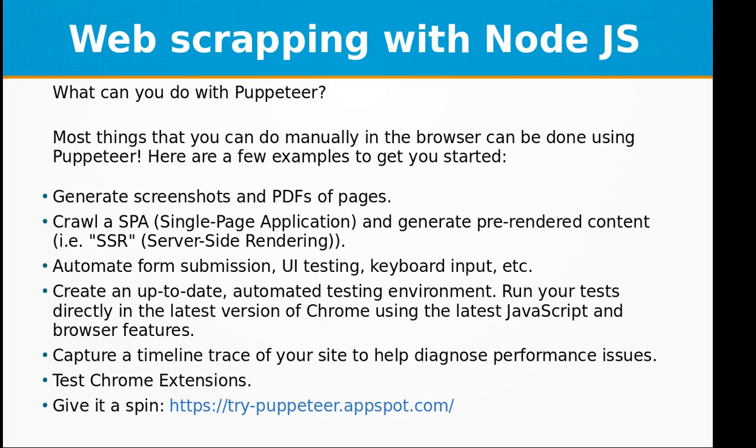Create an up-to-date automated testing environment. Run your test directly in the latest version of Chrome using the latest JavaScript and browser features. Capture a timeline trace of your site to help diagnose performance issues. Test Chrome extensions. If you want to give it a spin, you can visit try-puppeteer.appspot.com.